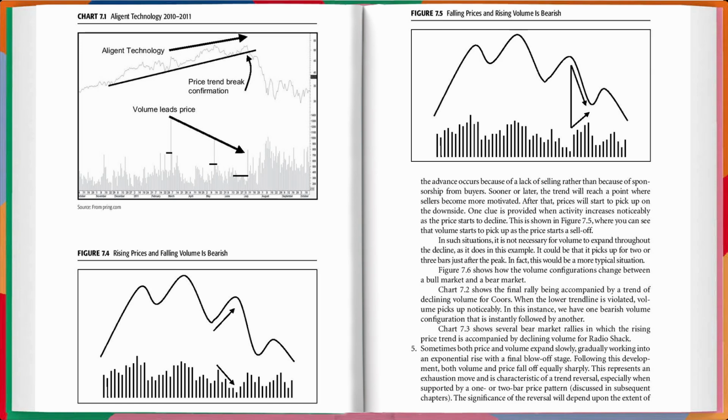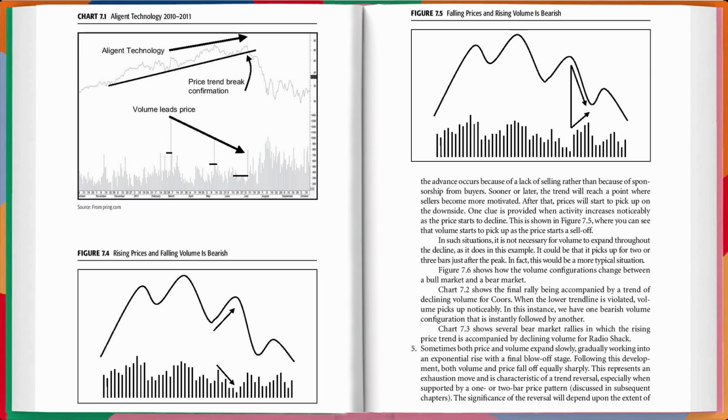5. Sometimes both price and volume expand slowly, gradually working into an exponential rise with a final blow-off stage. Following this development, both volume and price fall off equally sharply. This represents an exhaustion move and is characteristic of a trend reversal, especially when supported by a 1 or 2 bar price pattern discussed in subsequent chapters.